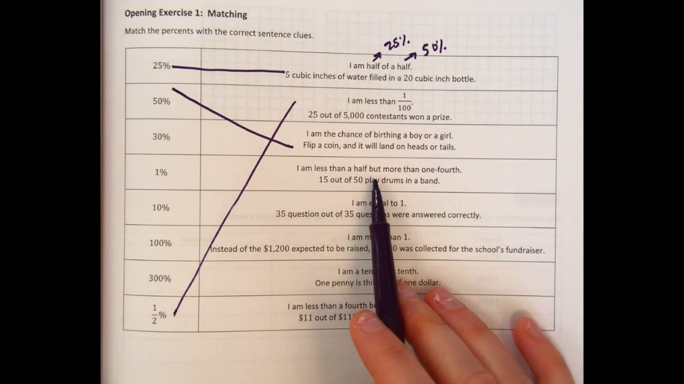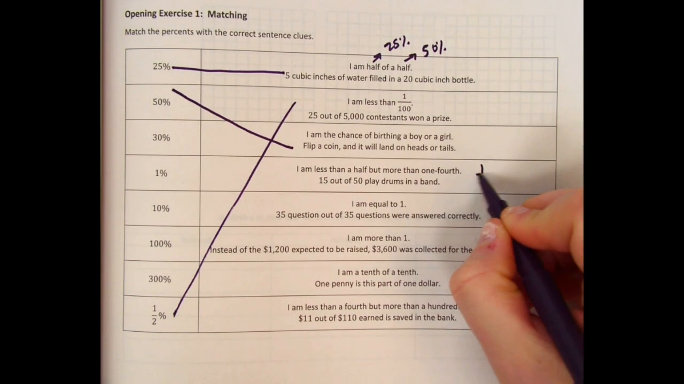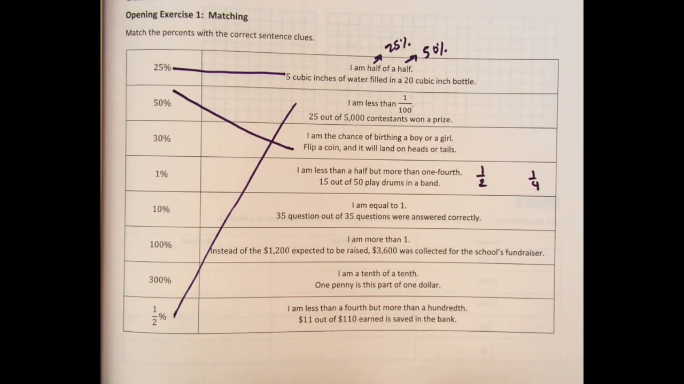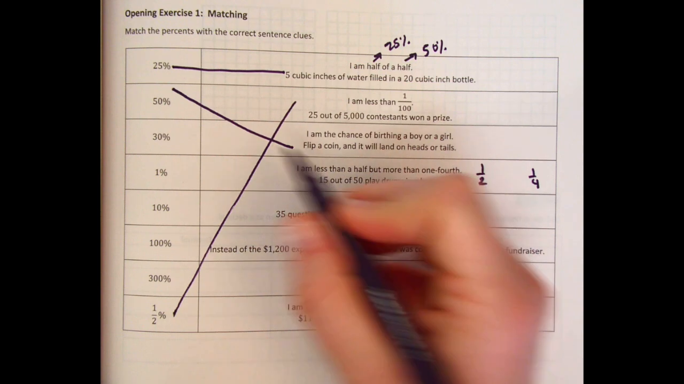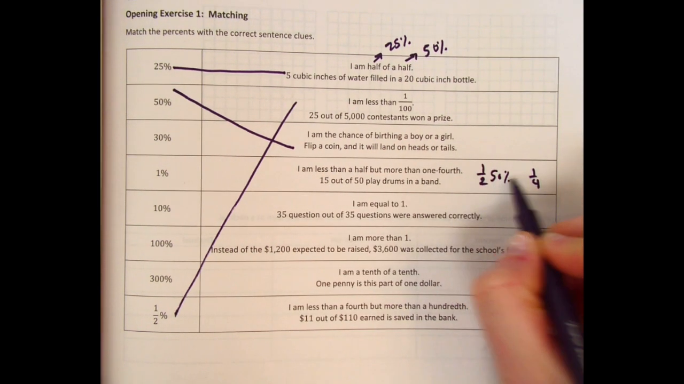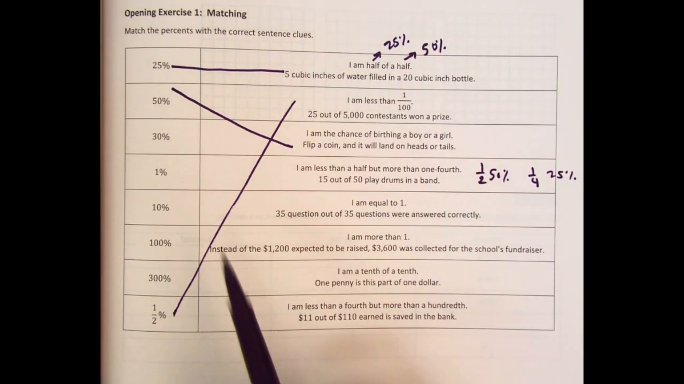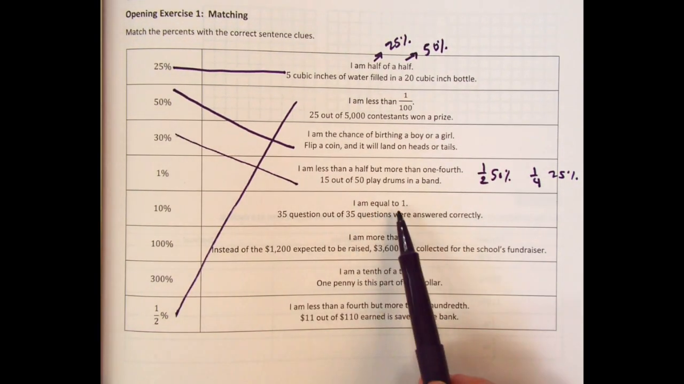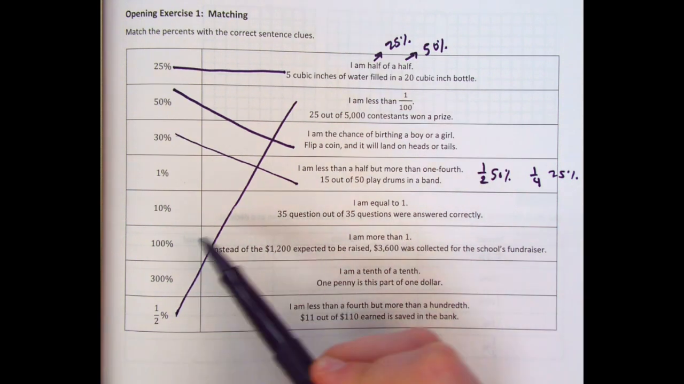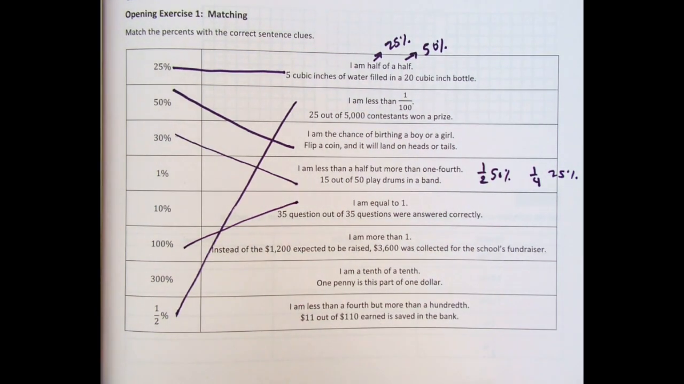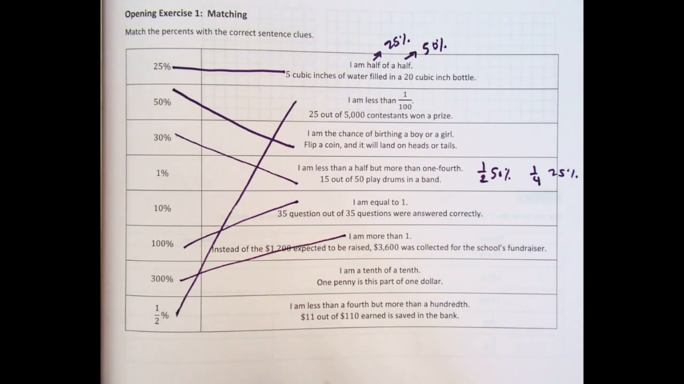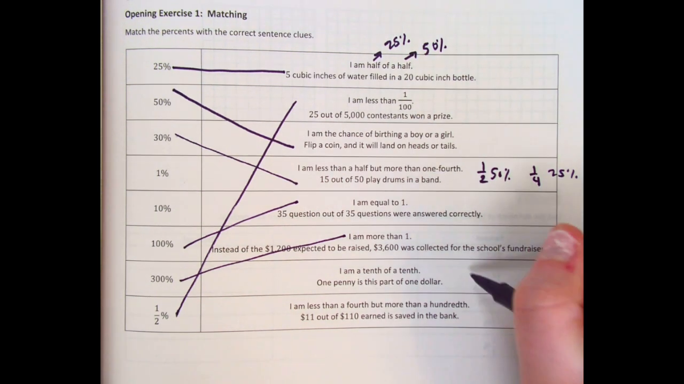I am less than a half, but more than 1/4. So less than 1/2 and more than 1/4, 15 out of 50. So I'm looking for something that's less than 50% and more than 25%. So that would be 30. I'm equal to 1. That's 100%. 100% is a full 1. I am more than 1. So I'm looking for more than 100%. That's 300.